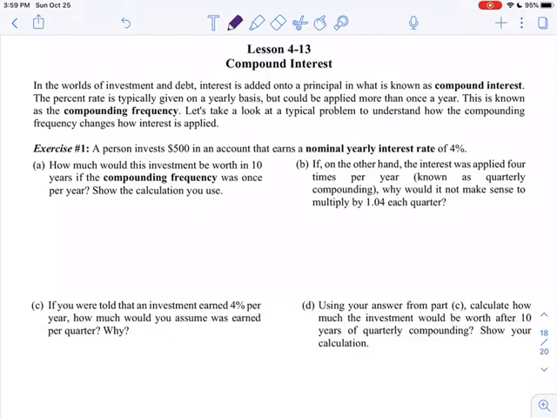Hi, Algebra 2. This is Unit 4, Lesson 13. This is our last lesson. It's been a very long chapter. There are lots of things that we learned. This last chapter is about compound interest.